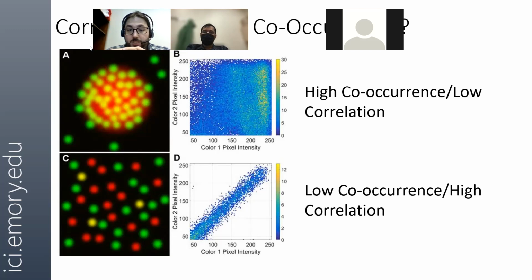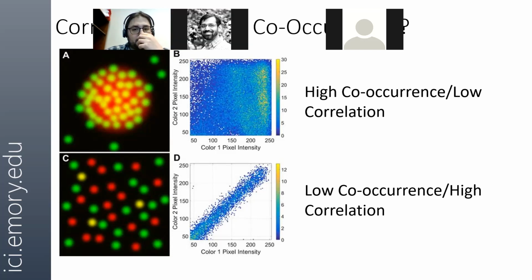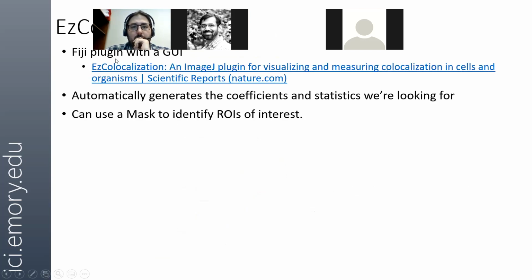That is a good question. And yes, the area you're looking at does affect all of these coefficients. And I will show you an example later on as we're using the Easy Co-Localization plugin of instances where defining your region of interest differently can affect the values of all these coefficients. Now we can move on to that.